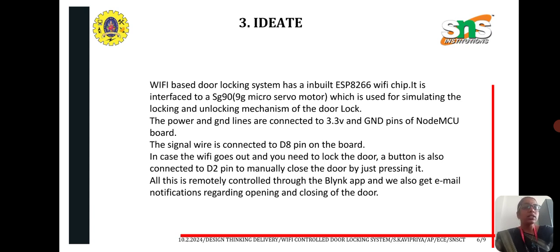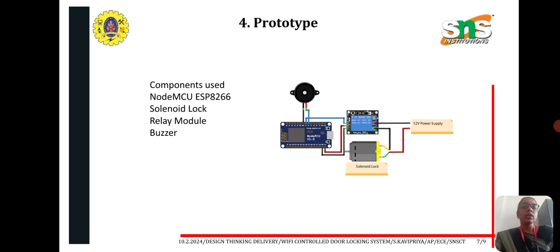So all this is remotely controlled through a Blynk app, and we also get an email notification if someone opens the door and closes our door. So even if you open and close the door, we'll be getting an email notification. From this we can identify the access of the intruders by sitting in one place. And fourth is prototype.